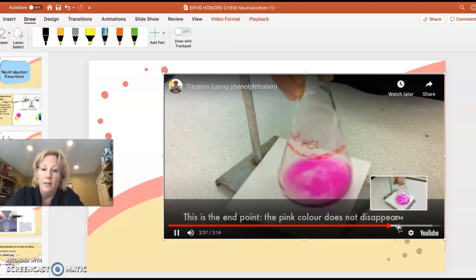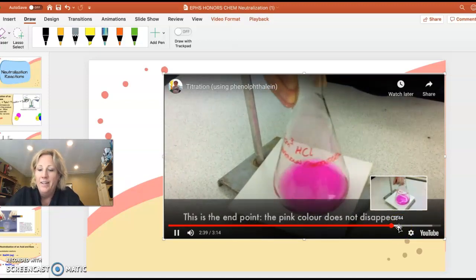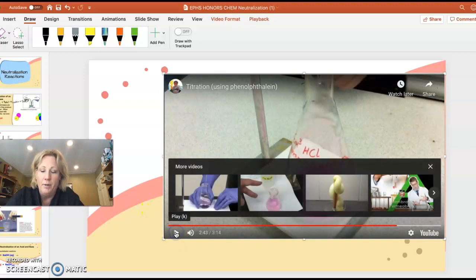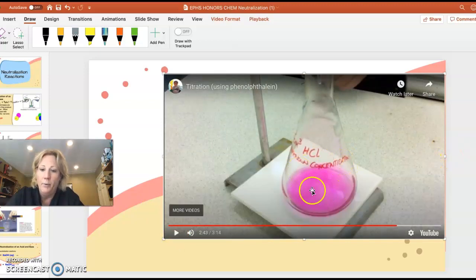The equivalence point is when the number of moles of hydrogen ions, or hydroniums, equals the number of moles of hydroxide. So if it weren't for the poisonous phenolphthalein and the fact that we don't eat and drink in the lab, you could technically drink it at that point.